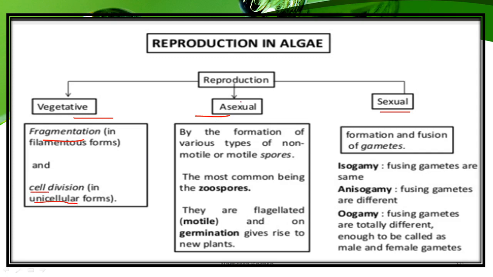The second reproduction is asexual reproduction. What does asexual reproduction mean? There is no involvement of gametes. It occurs by the formation of various types of motile and non-motile spores. The most common are the zoospores. They are flagellated, meaning flagella are present, that is the motile one, and on germination they give rise to the new plant. The third way of reproduction in algae is the formation and fusion of gametes.